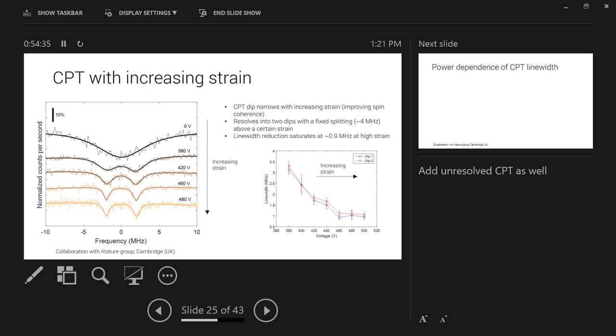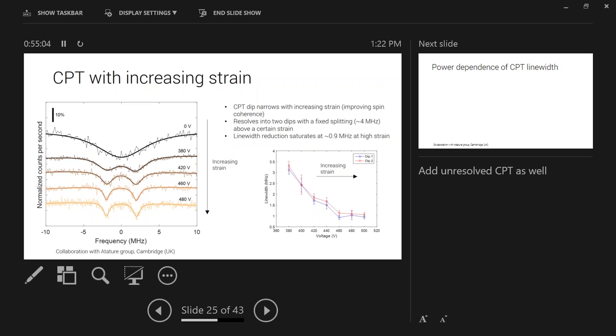In fact, we see kind of a funny behavior where as we start applying strain, so this is strain increasing from top to bottom, the line width narrows, and at a certain point, it reveals that what we thought was one Lorentzian actually had two narrow Lorentzians hiding within. And because we improved the spin coherence, we're now able to resolve these two narrow Lorentzians. And if we further increase strain, each of those Lorentzians starts to narrow even more.